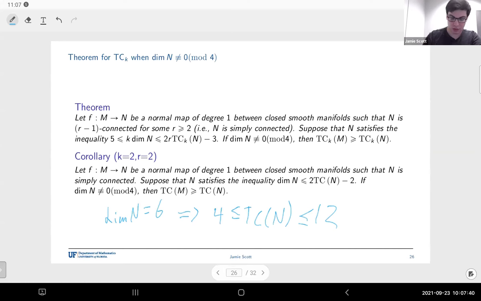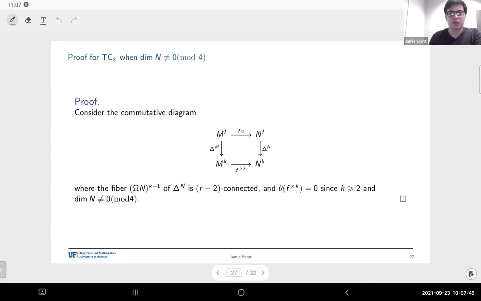So what's the proof here? Well, I have this commutative diagram taking the path space fibrations. I have F to the k-fold product of F on the bottom and just composition with F on the top. My fibers are the k minus 1 fold product of the loop space of the codomain, and that is r minus 2 connected. We also have that theta of F is trivial, like we talked about, since k is at least 2 and the dimension is not congruent to 0 mod 4. So all we have to do from here is apply the previous lemma for sectional category, and we get the result on the previous page.